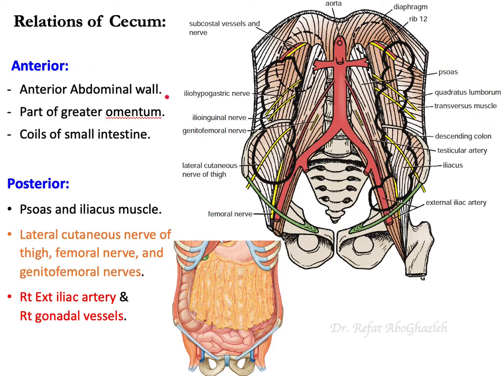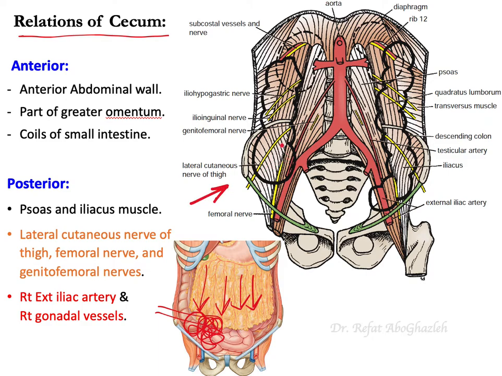Anyway, let us shift now to the relations of the cecum. The relation of the cecum is very simple. This is the cecum, located in the right iliac fossa. Anteriorly, of course, you have the anterior abdominal wall, and you have the greater omentum that you see here. We explained the greater omentum in the peritoneum lecture. And of course, you have coils of small intestine anteriorly.